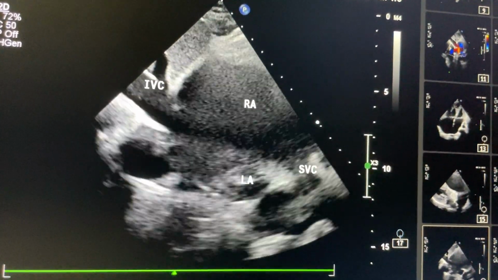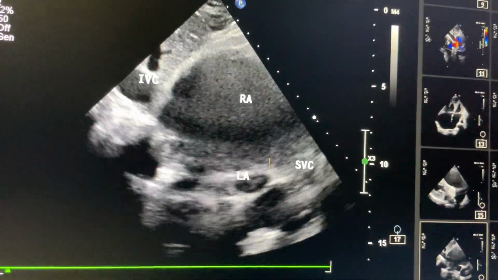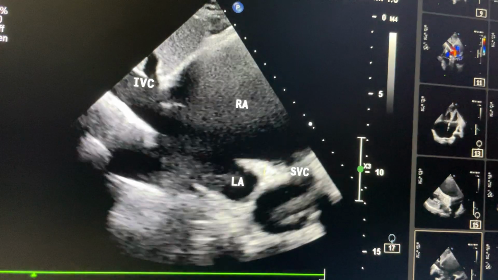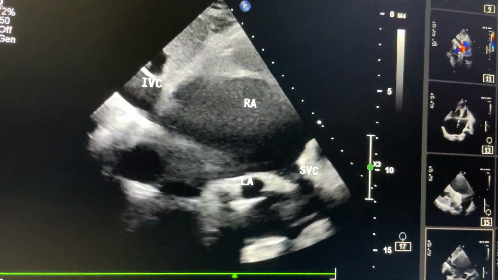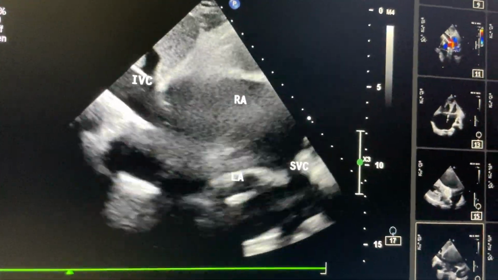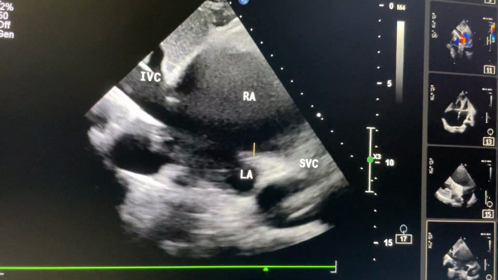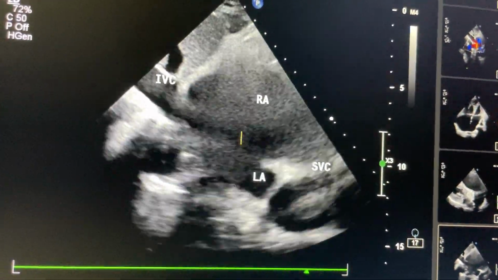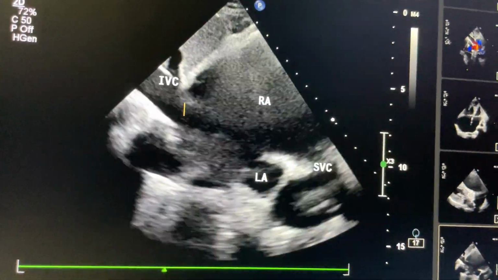If you make the bicaval view, whenever you find the right atrium and right ventricle enlarged, and you do not find the cause of the right atrium, right ventricle enlargement, in that case try to find out an ASD. If you do not find ASD in the normal position, then try to make this bicaval view. In the bicaval view you will not miss ASD of sinus venosus type, either SVC or IVC type.